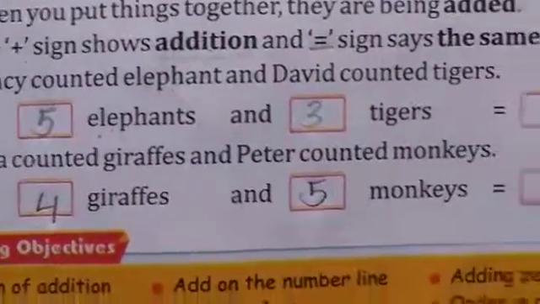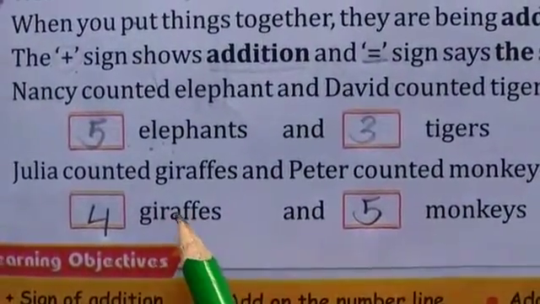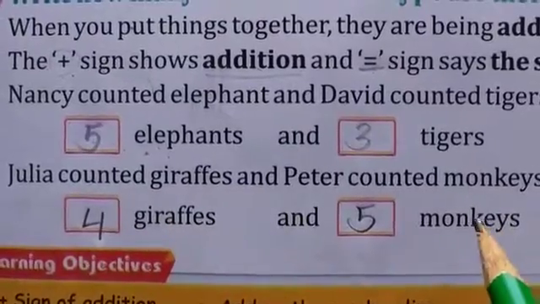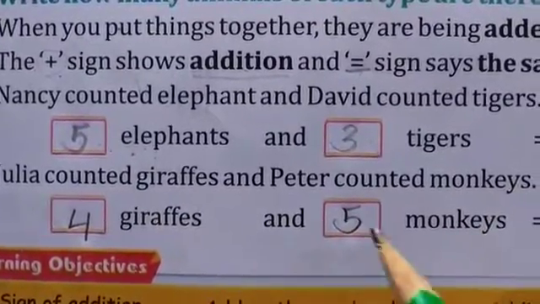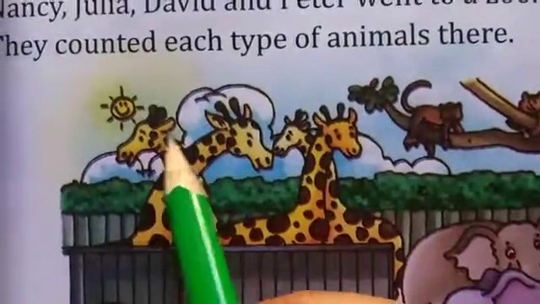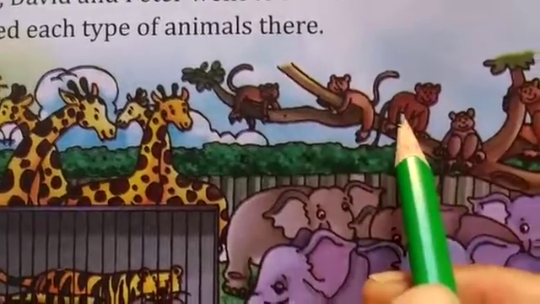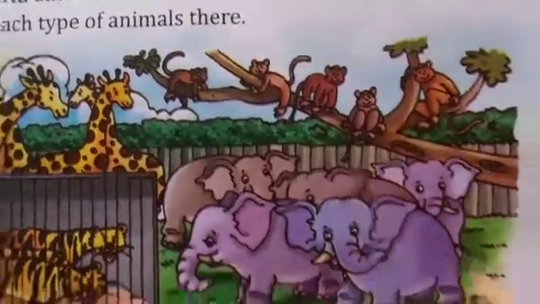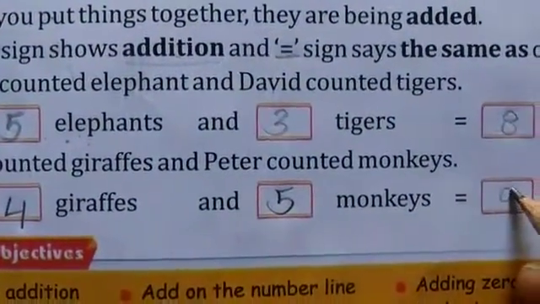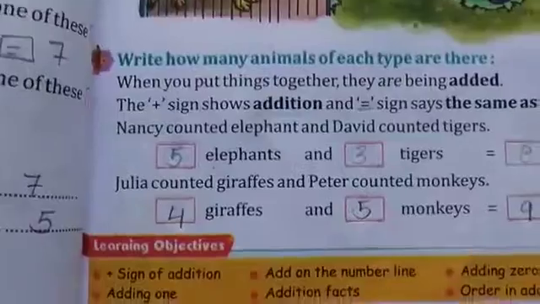Now equals to animals. How many animals, giraffes and monkeys? Let's count again. 1, 2, 3, 4, 5, 6, 7, 8, 9. So the total is 9 animals. So this exercise is complete now.